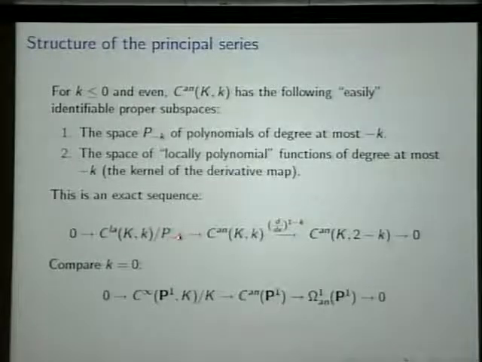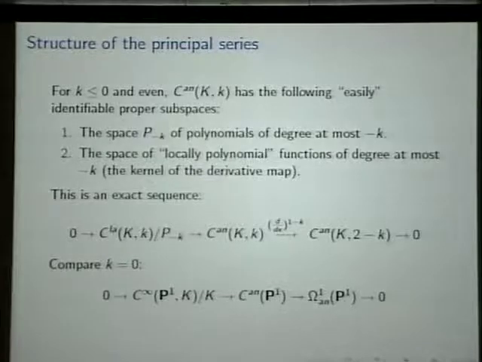So let's think about k equals 0 first. You have locally analytic functions on P1. As I mentioned earlier, the locally constant functions on P1 are a closed subspace of that, which is invariant by the group. So first of all, you have the constant functions. Then you have the locally constant functions. And then you have the space itself. So in the general case, where k is less than or equal to 0 and even, you have the polynomials of degree bounded by the order of pole at infinity, which is preserved by the group action. You have the space of locally polynomial functions.